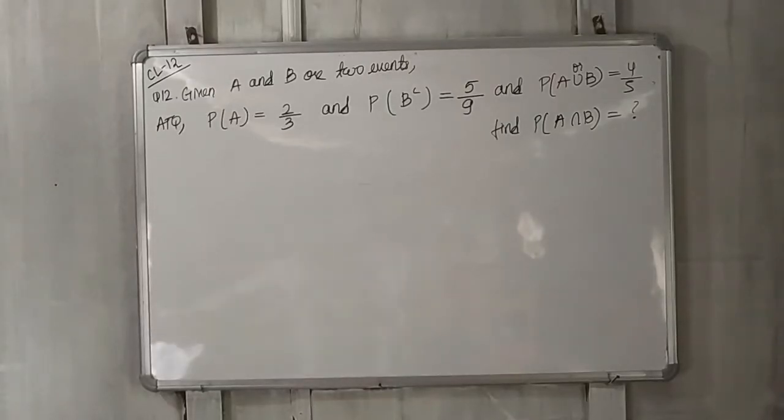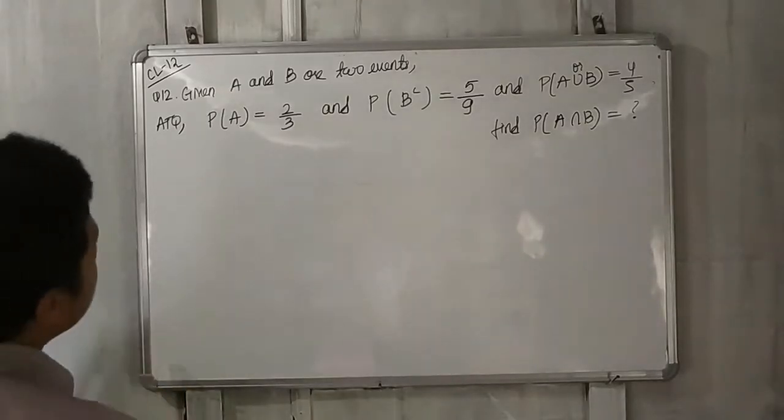So in today's class we'll start with question number 12. Okay, so let's read question number 12. In question number 12, the probability of event A occurring is 2 by 3 and the probability of B not occurring is 5 by 9. So I'll discuss with these two first.